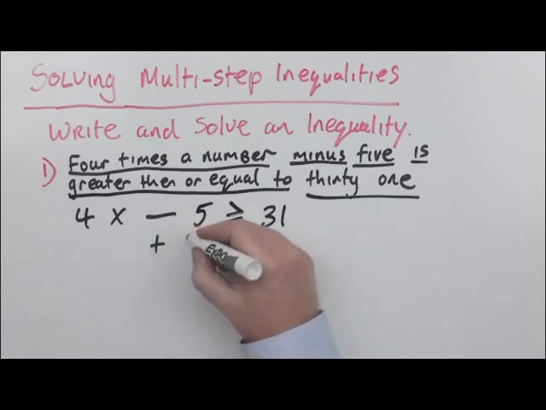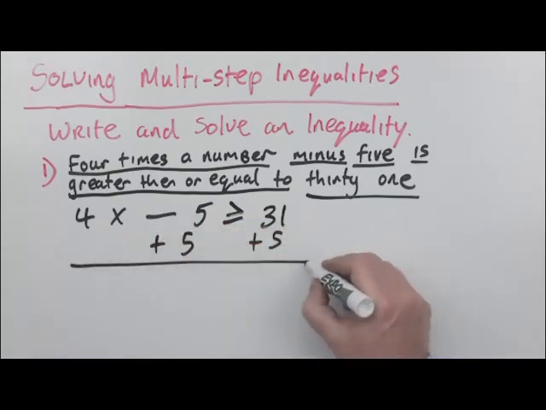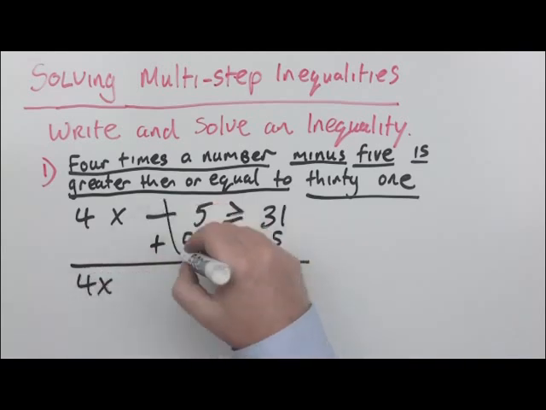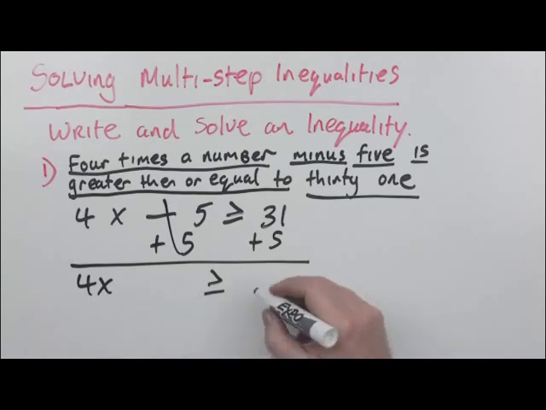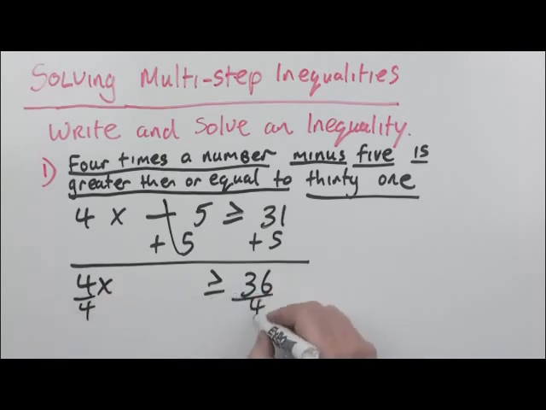First, I have to add 5 to both sides of the inequality sign. Let's see, so that 4x comes down. It hasn't been affected yet. They cancel out, greater than or equal to 36. Divide by 4 on both sides. Okay, and let's see, we have x is greater than or equal to 9. And it is my answer.